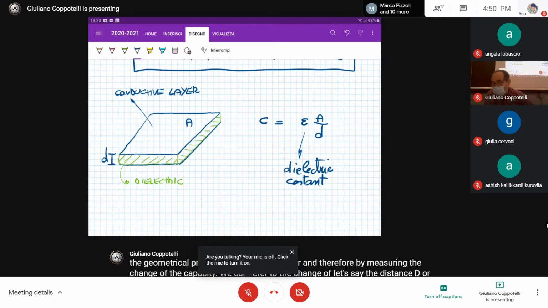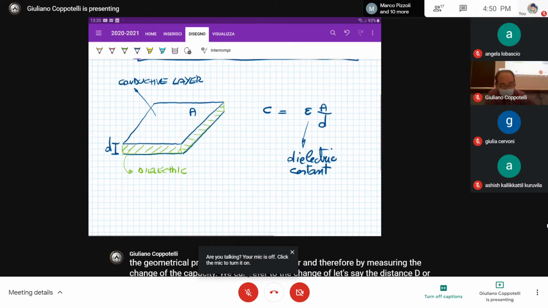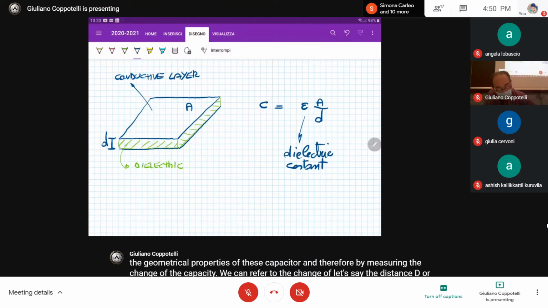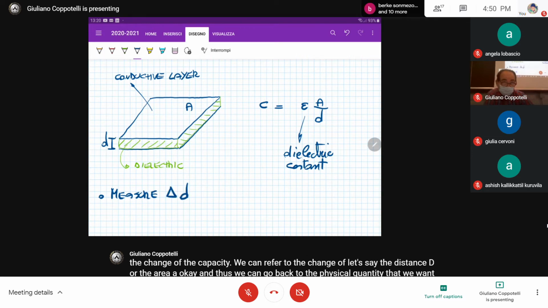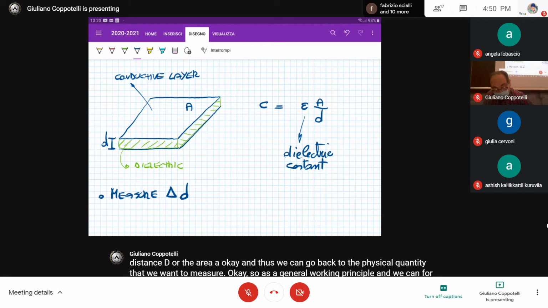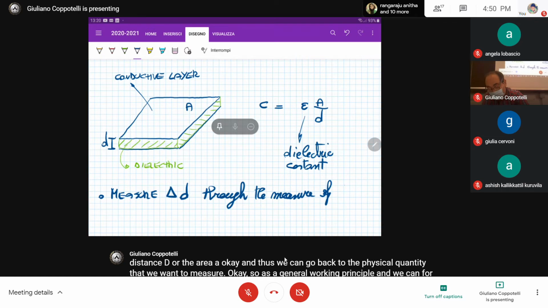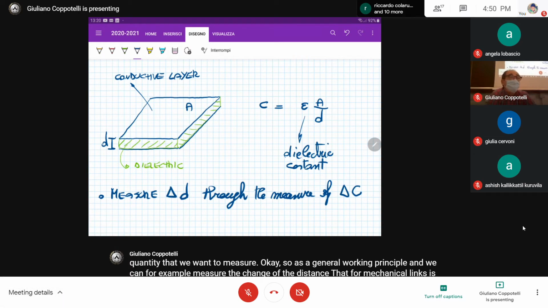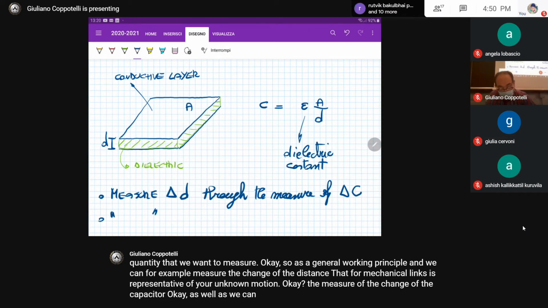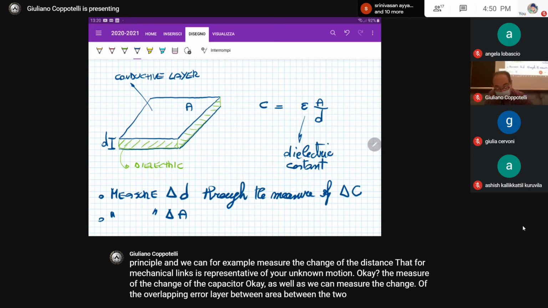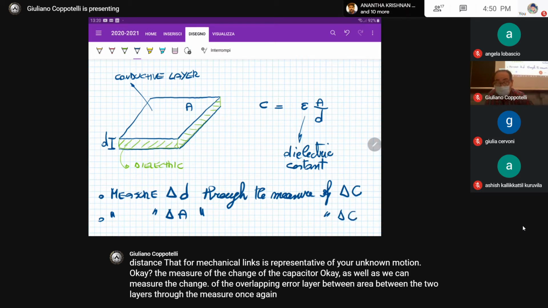Okay, so as a general working principle, we can, for example, measure the change of the distance that through mechanical links is representative of your unknown motion, through the measure of the change of the capacitor, as well as we can measure the change of the overlapping area between the two layers through the measure, once again, of the change of the capacity.